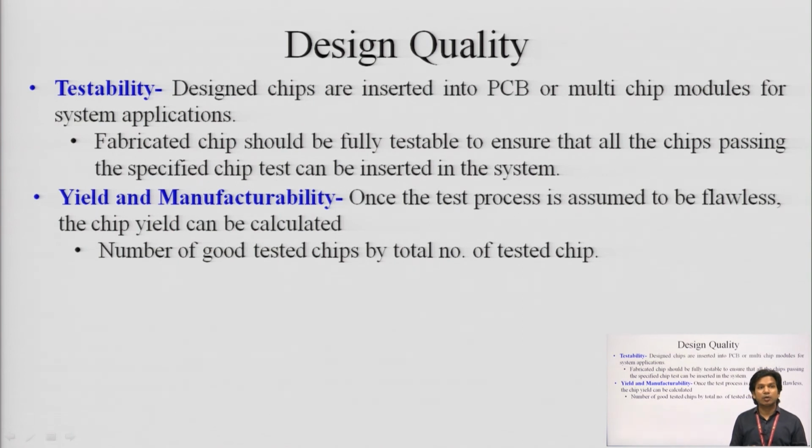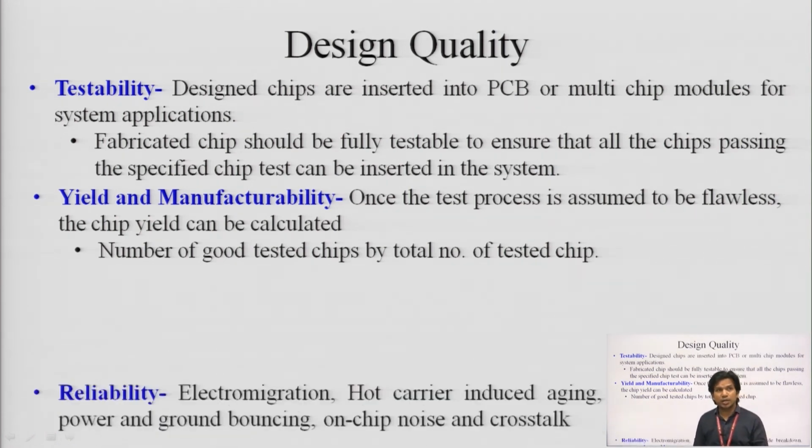Second is yield and manufacturability. Once the test process is assumed to be flawless, once we have given all kinds of input bits and we know that we are getting the desired output in the testability, then we have to look at what kind of manufacturability it has and how the yield is. The yield is the number of good test chips divided by the total number of test chips. By taking this ratio, we can calculate the yield.